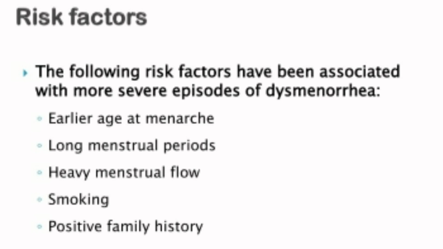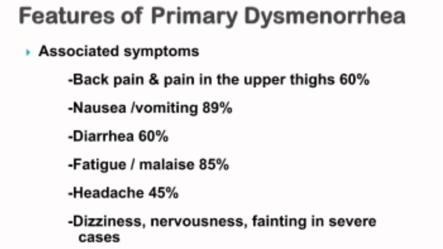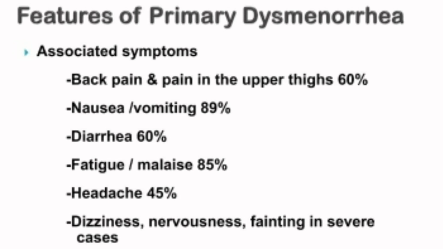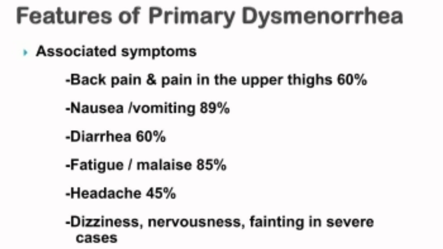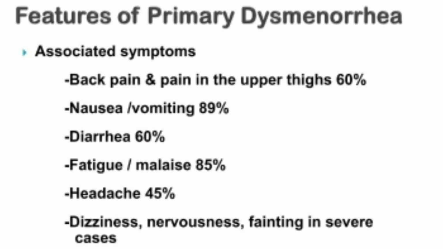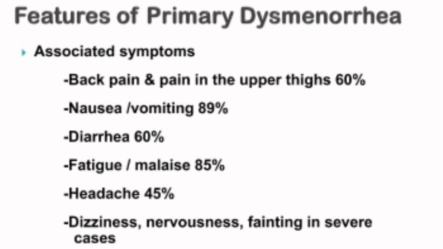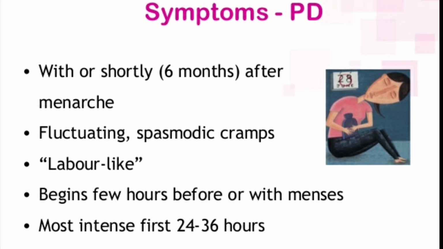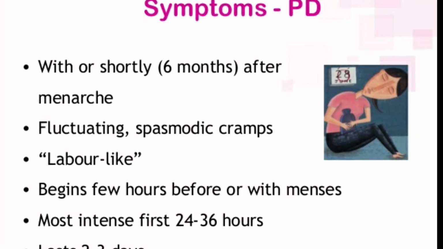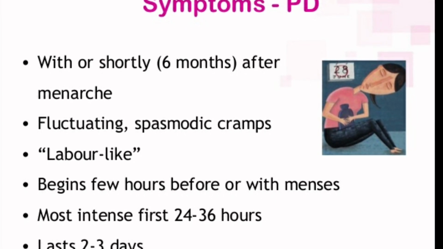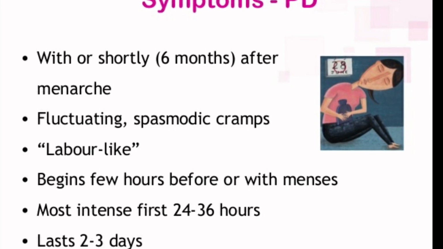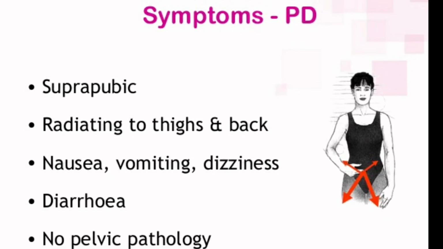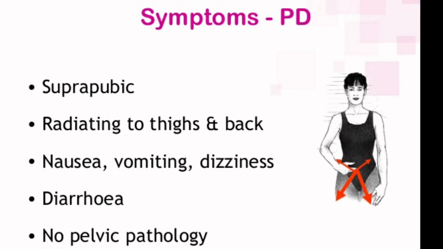positive family history. Features of primary dysmenorrhea associated with symptoms: back pain and pain in the upper thighs 60%, nausea, vomiting 89%, diarrhea 60%, fatigue or malaise 85%, headache 45%, dizziness, nervousness, fatigue, fainting in severe cases. Symptoms start shortly, within 6 months after menarche, with fluctuating and spasmodic cramps, labor-like pains beginning a few hours before or with menses, most intense in the first 24 to 36 hours, lasting 2 to 3 days. Suprapubic and radiating to thighs and back, with nausea, vomiting, dizziness, diarrhea and no pelvic pathology.